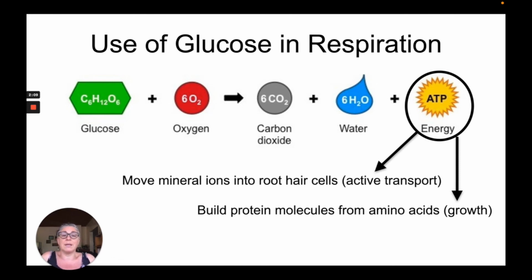So in a plant cell, for example, the root hair cells, where we're going to be moving mineral ions from the soil into the plant, we're going to be using a process called active transport. And we talked about this in the movement in and out of cells. In order for active transport to be effective, energy is required because you're pumping the mineral ions into the root hair cell. They're moving against the gradient.